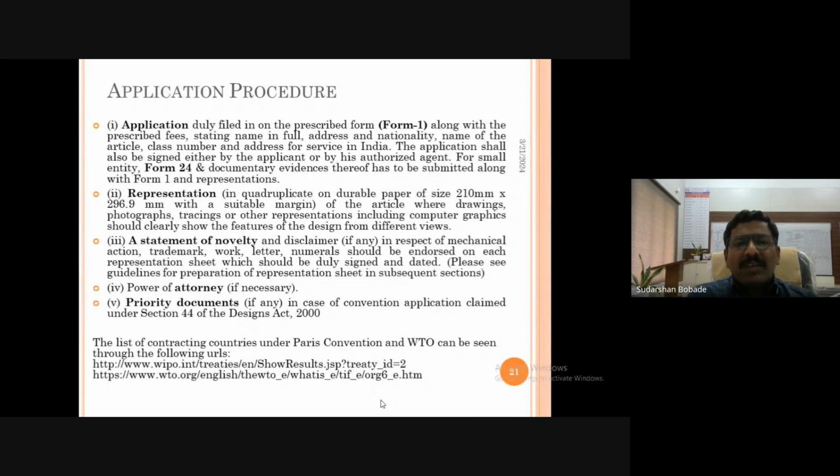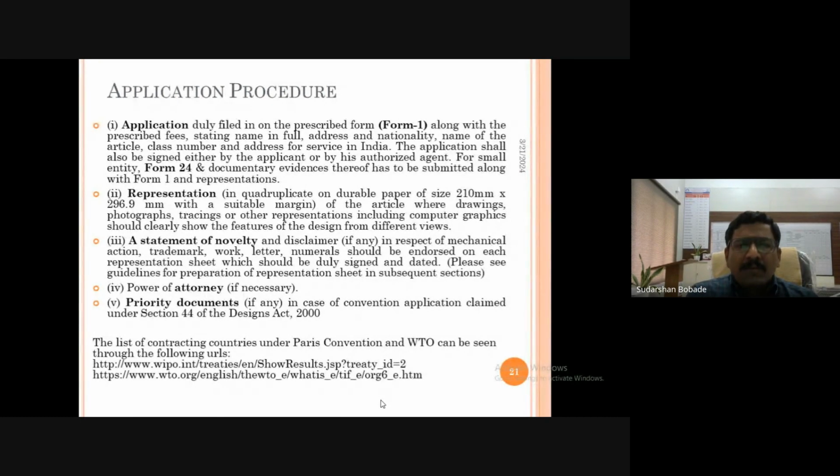My dear friend, giving a name to the object or design is also important. If it is not suitable, then there might be an objection related to it. Next one, power of attorney, if required, we have to go with that particular form. And the priority documents: if we are filing this application in the convention category, then at that time we need to apply with the priority documents.